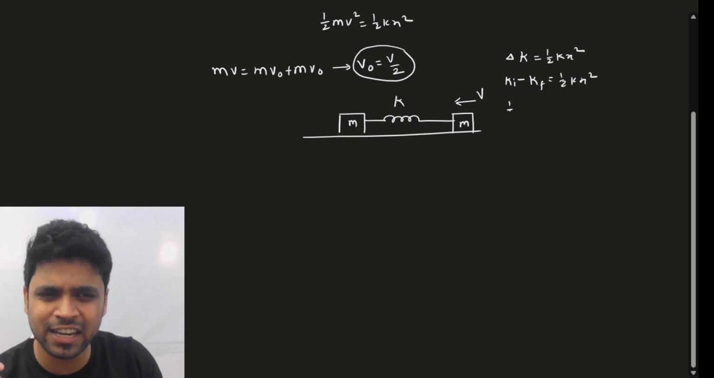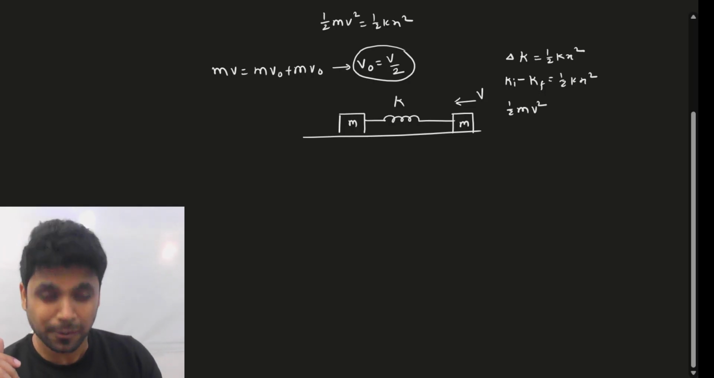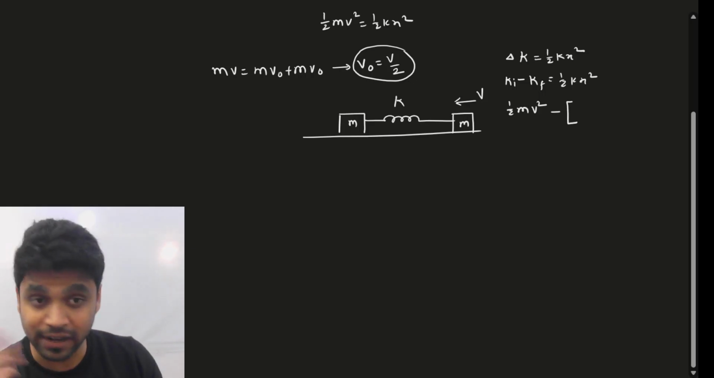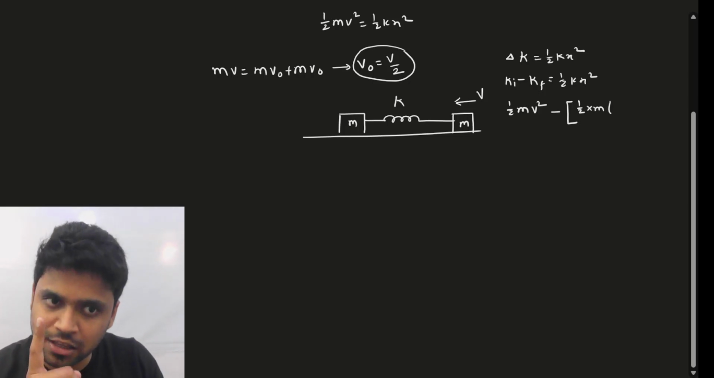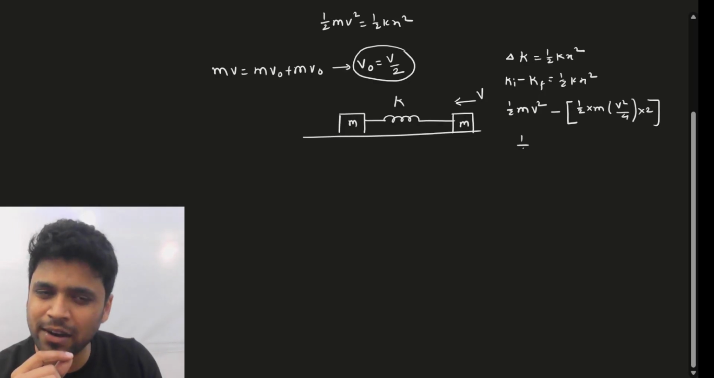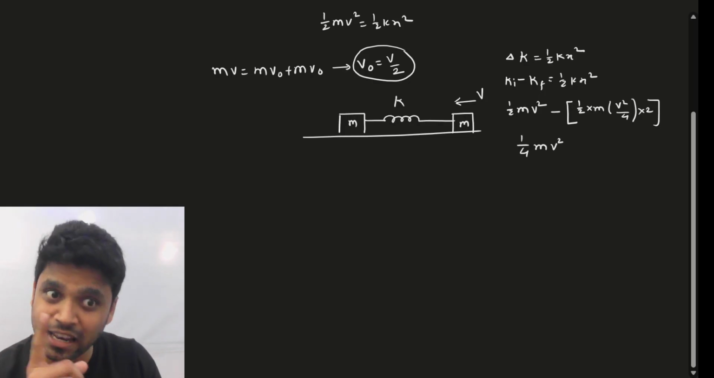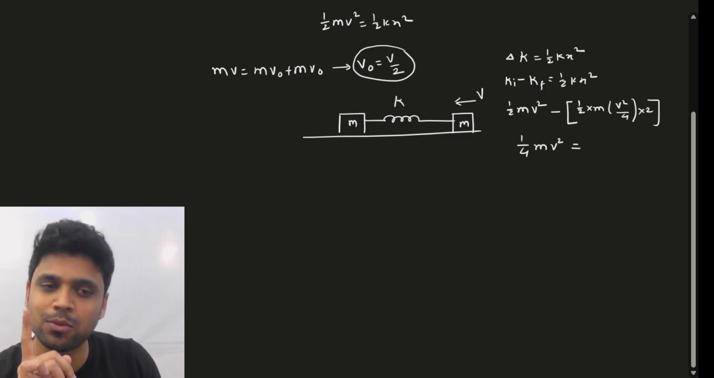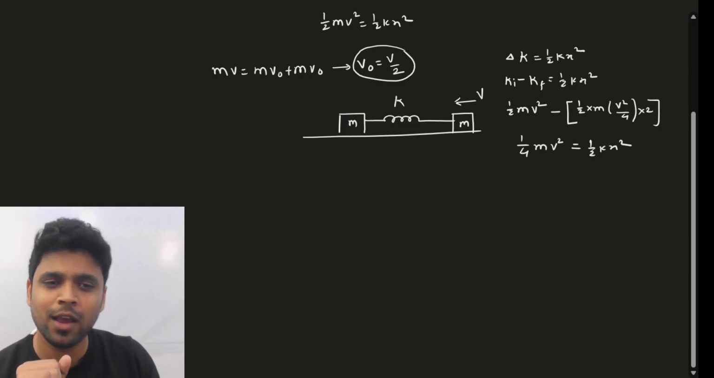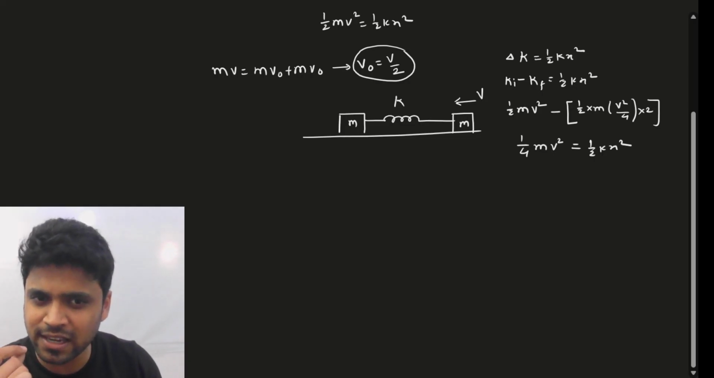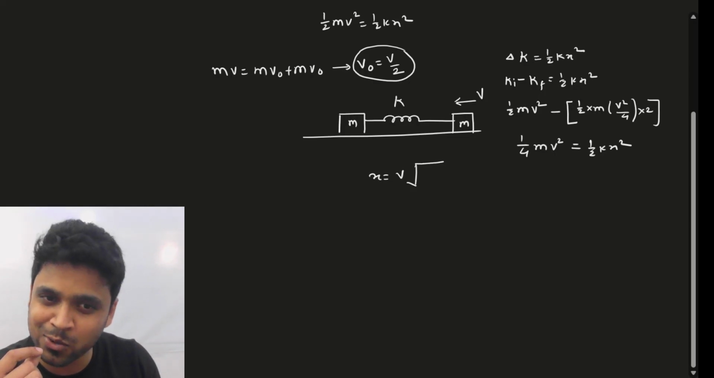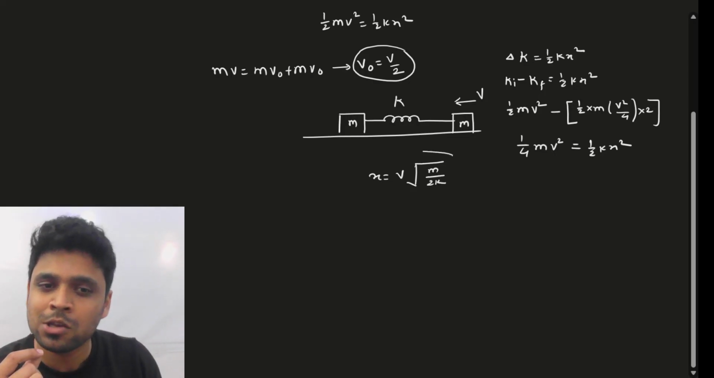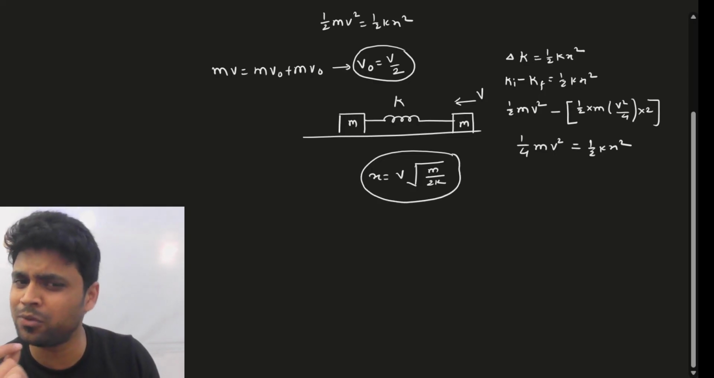So I'm just writing initial kinetic energy equals half times m times v squared, minus the final kinetic energy of each of the blocks. So it's going to be half times m times v naught squared. V naught squared is nothing but v squared divided by 4, and since there are two blocks, I'm multiplying the whole expression by 2. I'll be left with 1 by 4 times m times v squared, which equals half times k times x squared. So students, from this result we can simply say that the maximum compression in the spring is going to be v times the square root of m upon 2k. This is the maximum compression when the blocks were moving together.